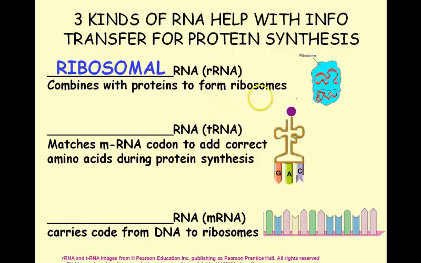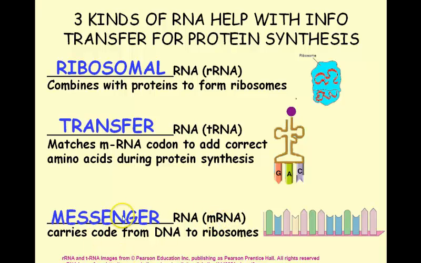We have tRNA, and we call that transfer RNA, and that's going to match with mRNA codon to add correct amino acid sequences during protein synthesis, which we will go into much more detail in a little bit. And then we have our mRNA, so we have our messenger RNA, and that's going to carry the code from DNA to the ribosomes.